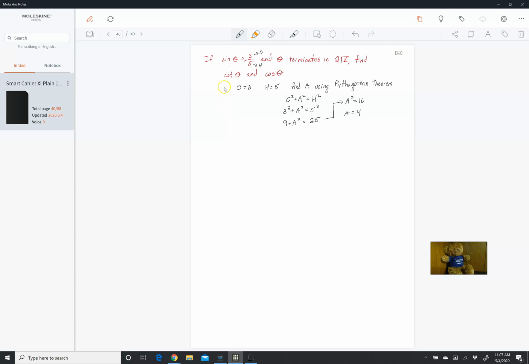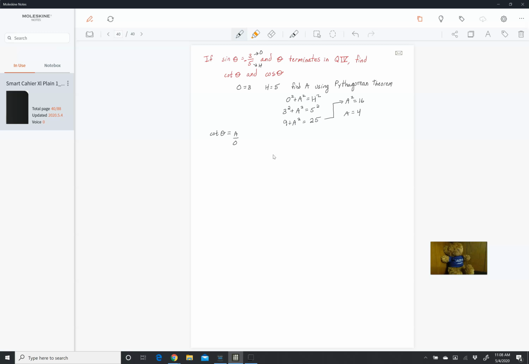Now we want to know the cotangent of theta. So cotangent is adjacent over opposite. These are things that you should know. You should memorize. These are definitions. There's no way around it. You have to memorize, okay? So cotangent is adjacent over opposite, but we're talking about quadrant 4.